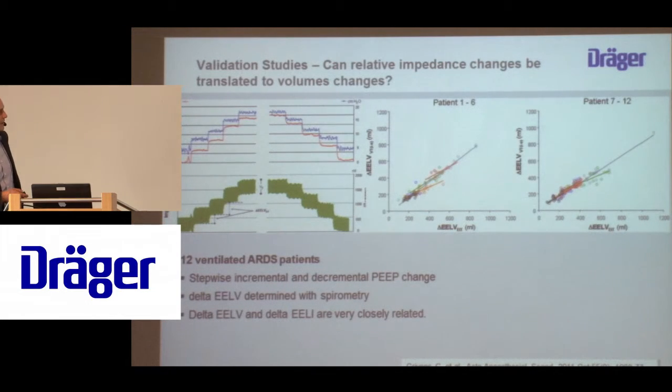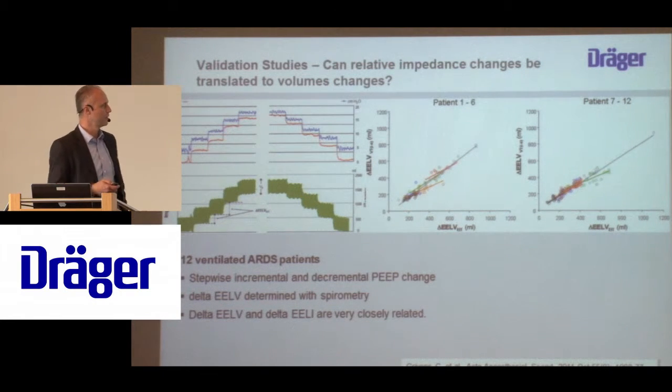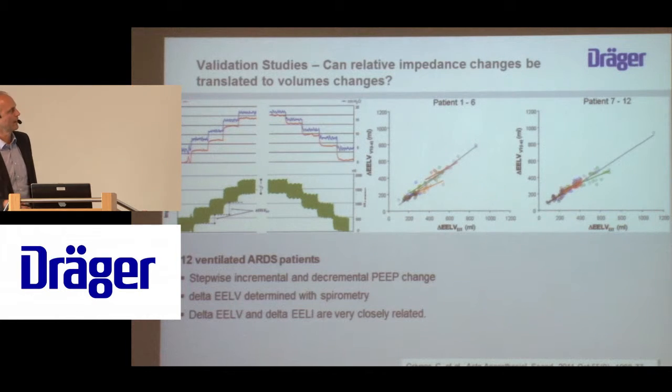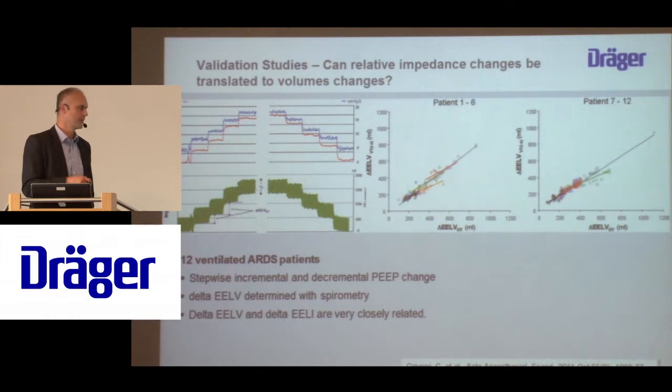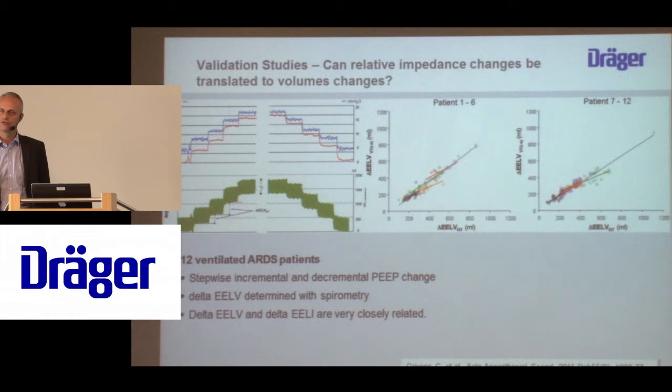It also has been validated against spirometry. That was a study from Ola's group that has been published. And if I remember right, also in this study, not just the ventilation distribution has been validated, but also the correlation between changes of end expiratory lung impedance. That's what EELI stands for, against the end expiratory lung volume.